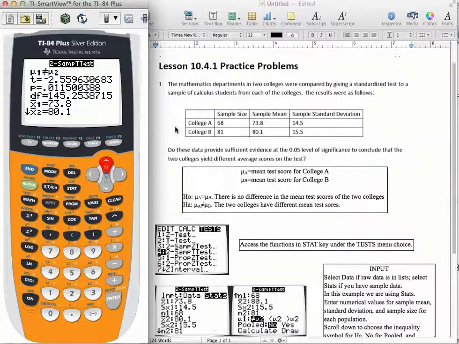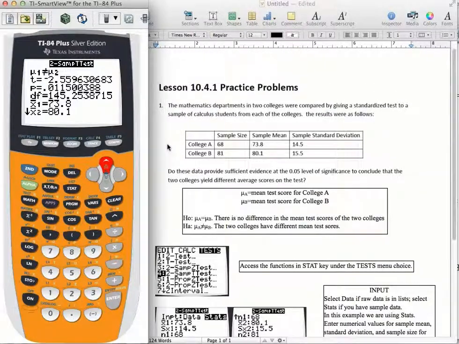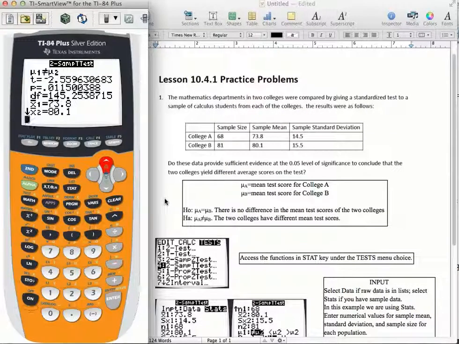There is indeed a difference between the mean scores of the two colleges, and so we might want to do some further investigation and find out which college we think had a higher mean score. Obviously, in the sample, college B has a higher mean score. We could find out the magnitude of the difference by doing a confidence interval, and we may do that for another video.